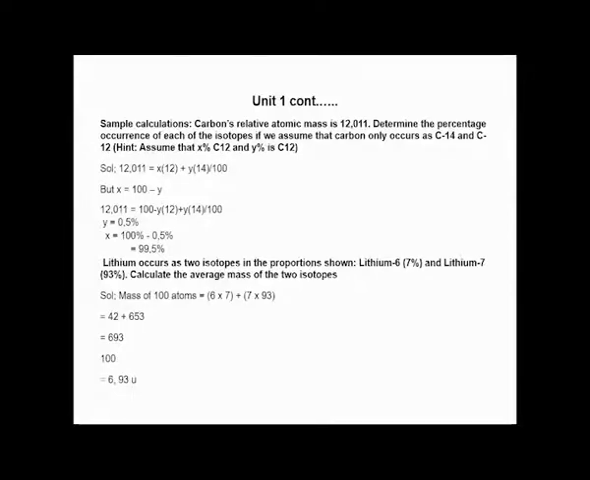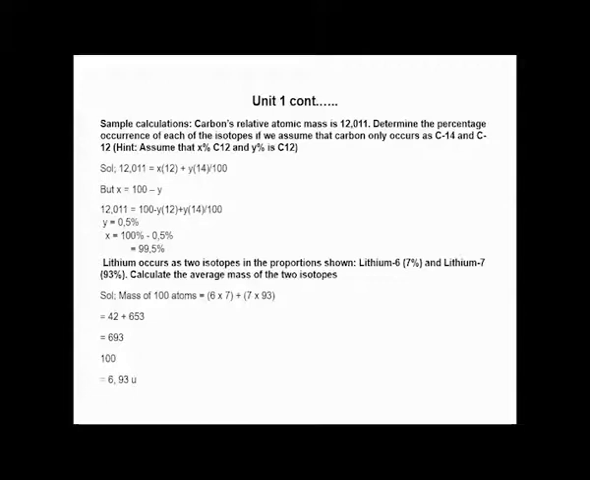Another example: you are given that lithium occurs as 2 isotopes in the proportion shown in this example. We have lithium 6 at 7% and lithium 7 at 93%. So I might ask you similarly to calculate the average mass of the 2 isotopes.